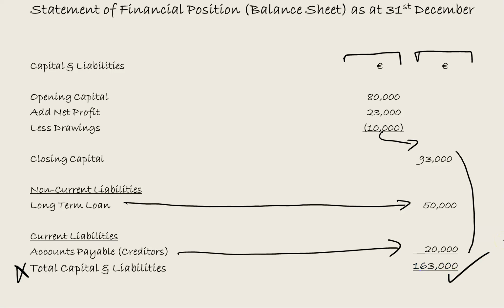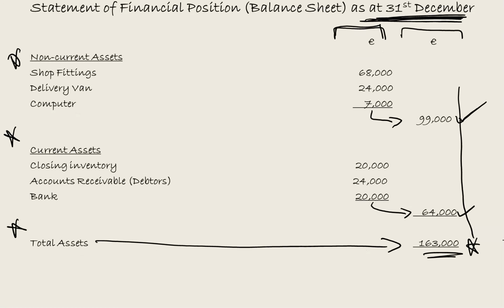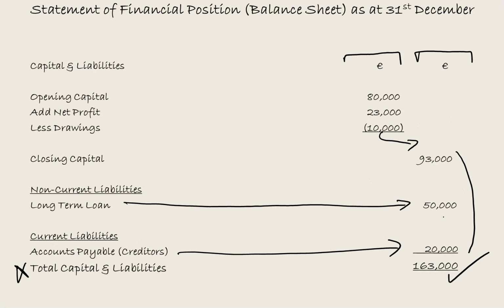163,000 is the total of the capital and liabilities, and I would just jump back here to look at the assets. Total assets 163,000. So total assets equals total capital and liabilities.